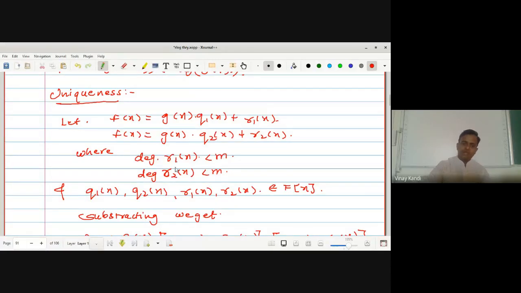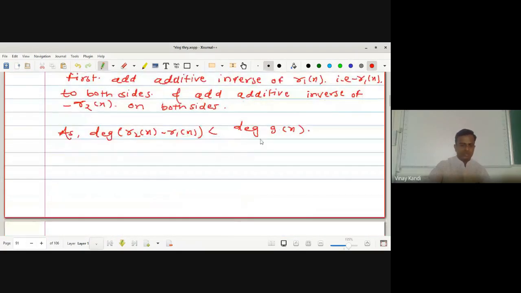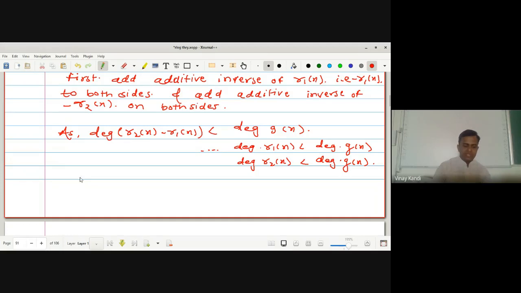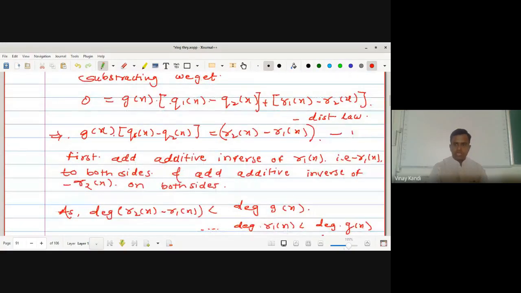What will be the degree of r1 minus r2 or r2 minus r1? Must be less than m. That is degree of g of x. Okay, what is the reason? Since degree of r1 of x is less than degree of g of x, degree of r2 of x is less than degree of g of x. Okay, now equation 1 holds. Give this as equation number 1.